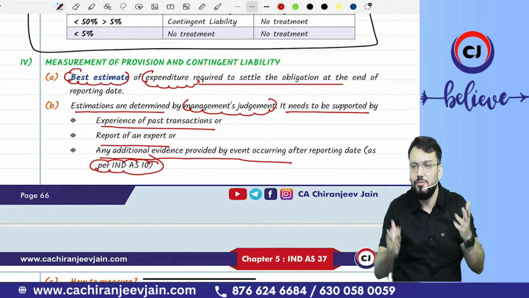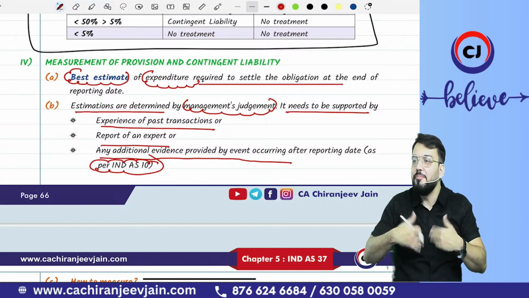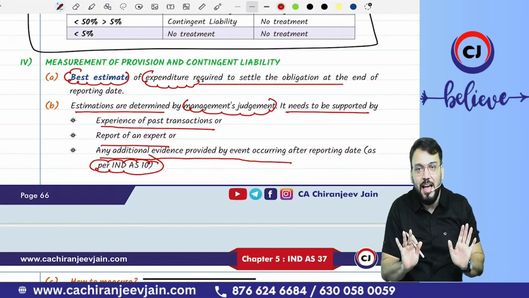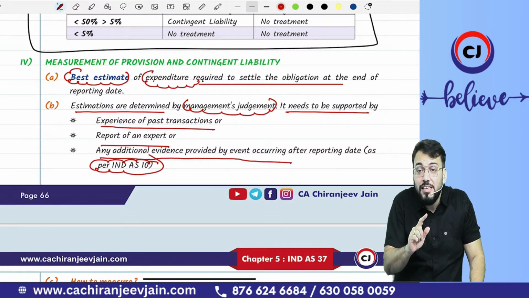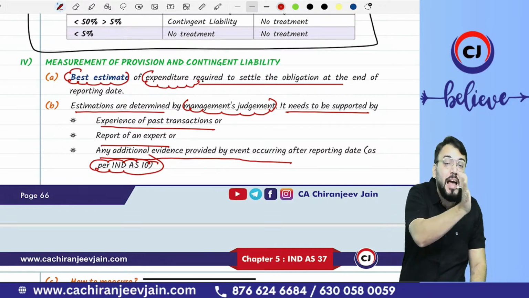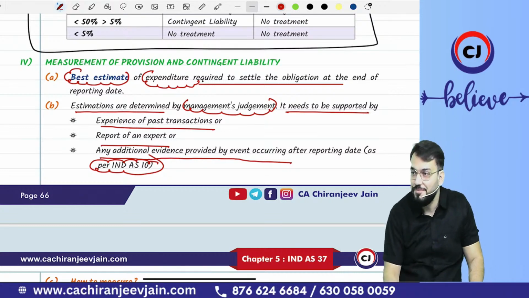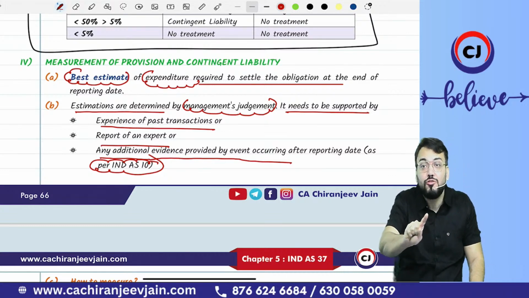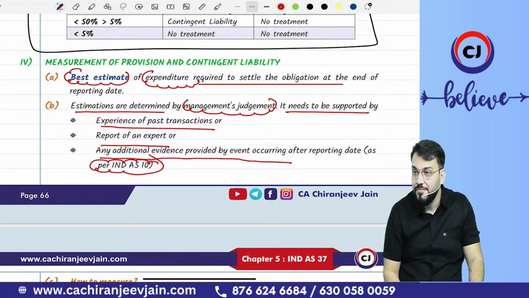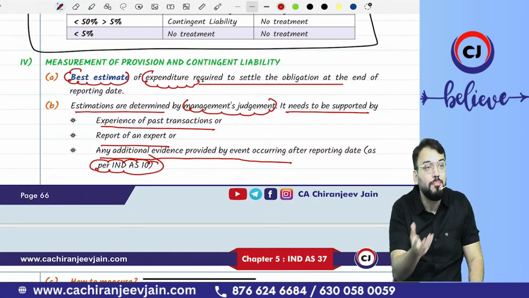I hope you are understanding. So if I am saying Ind AS is applicable, assume Ind AS is applicable. Understood? So can I say Ind AS 37 is applicable? What I will say is, in my past batches how many students were there, and out of those students how many scored 90 or more than 90? That will be based on past experience.